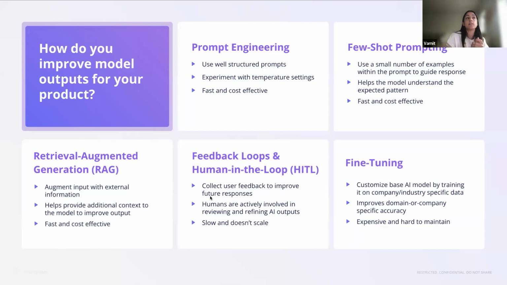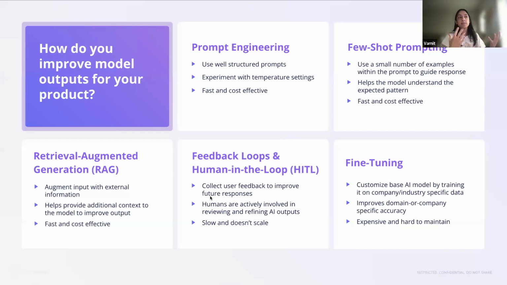Few shot prompting is another technique where you give the model very specific examples in its context and try to encourage the model to formulate its responses based around those examples. RAG is super common, retrieval augmented generation. So basically this is taking external information and augmenting the input to the model with that information.